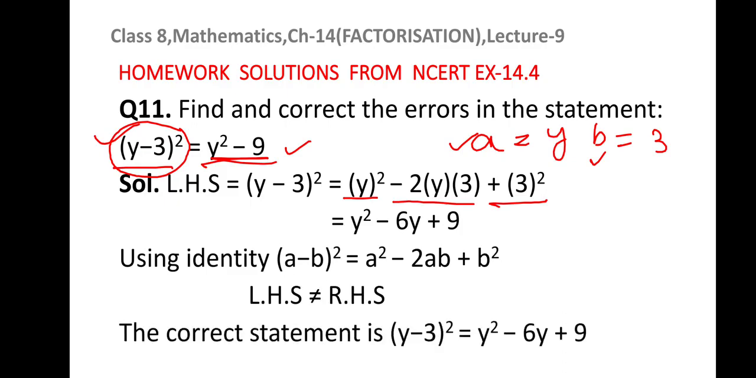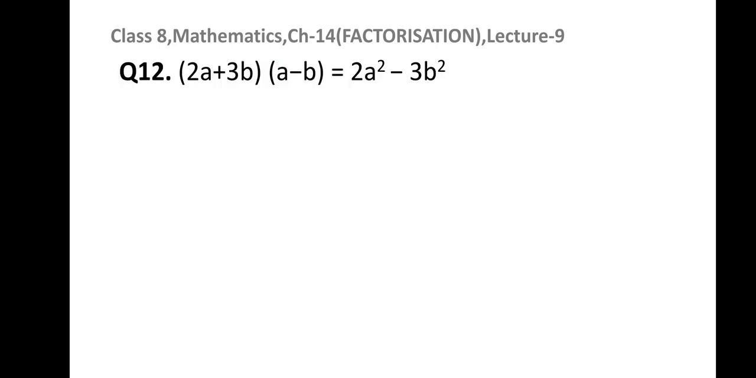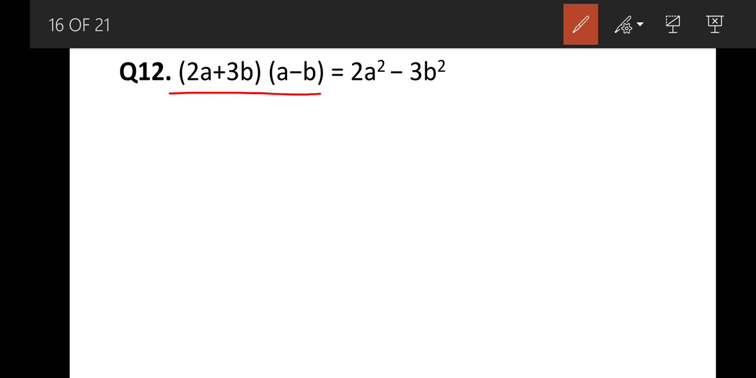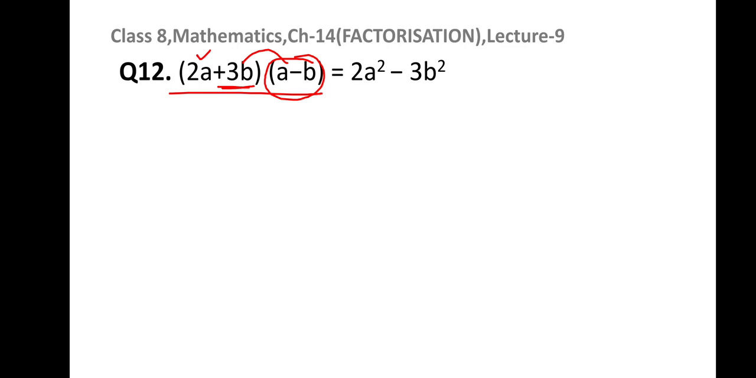The correct statement is (y minus 3) whole square is equal to y square minus 6y plus 9. Now let us see question number 12. We need to multiply these two binomials, and we know the rule that every term of this expression, that is 2a, is to be multiplied completely by a minus b, and this 3b is to be multiplied by complete a minus b. So let us see now whether it is equal to this side or not.